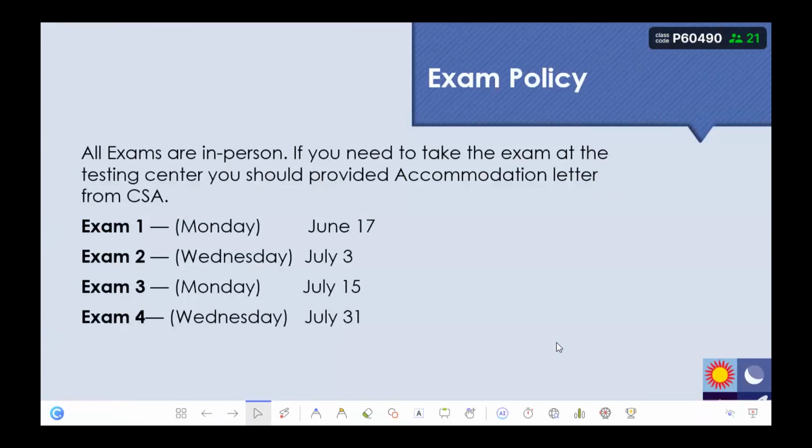So exam policy. We have 4 exams for this class. And your exam again is in person. You come to the class and take the exam in the class. This is available on your monthly calendar. The first exam is going to be June 17th. How many days from now? 12 days. Good.